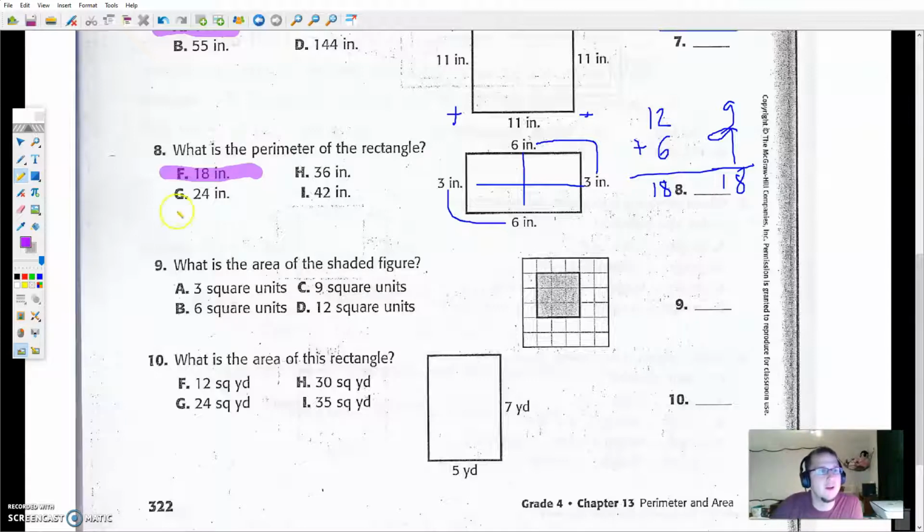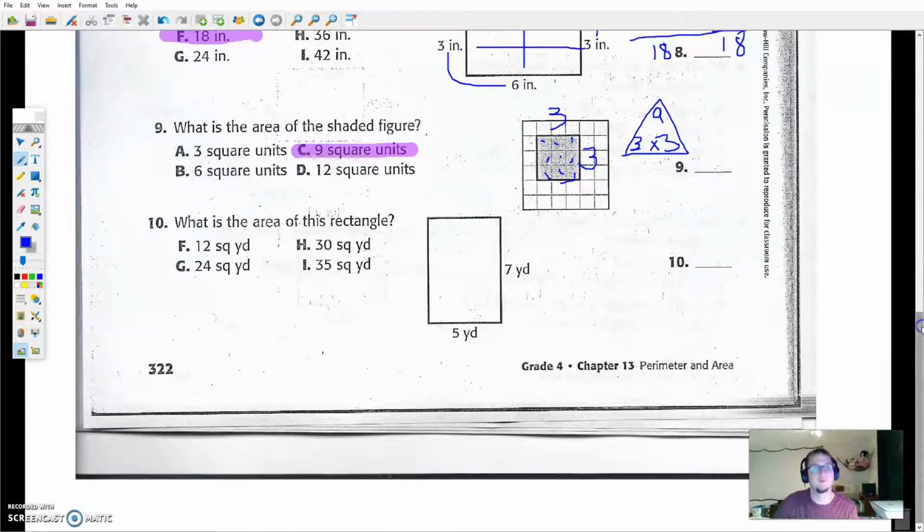What is the area of the shaded figure? Now I could count. 1, 2, 3, 4, 5, 6, 7, 8, 9. And I know that my answer is 9 square units. Okay, but how else can I figure that out? I know there's 3 units here, and I know there's 3 units here. And how do the numbers 3, 3, and 9 relate? Fact families, 3 times 3 equals 9. Okay, takes us to our last problem there.